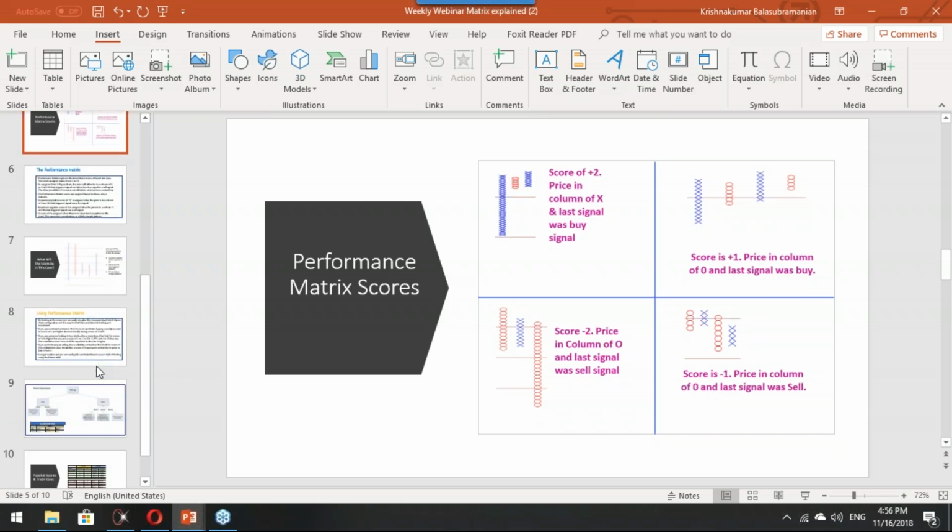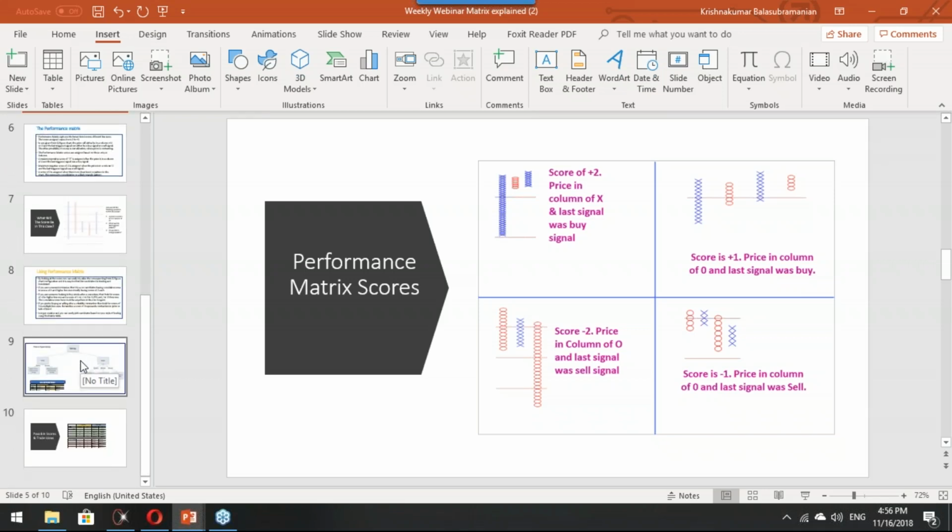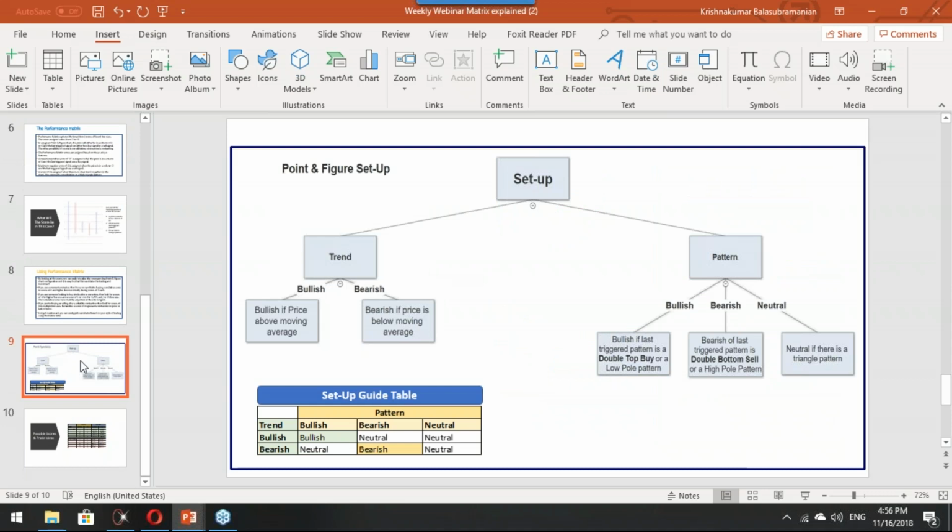Okay, fine. So I added one more slide to describe the setup. We frequently talk about setup, and there is a very clear cut definition of what the setup is. So, is the slide clear on your screens? The setup slide, is it legible? Can you read the contents? Okay, wonderful. So, setup consists of trend and pattern.